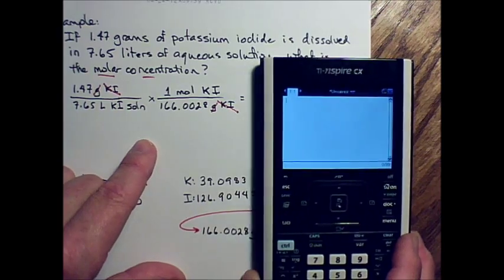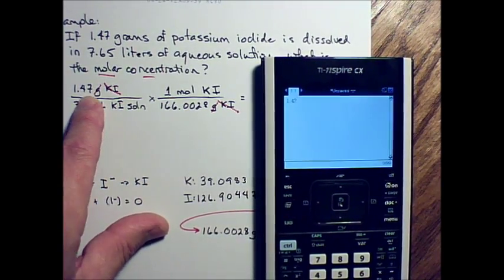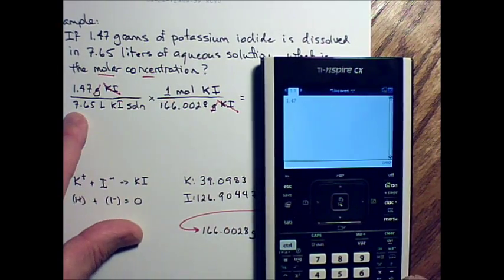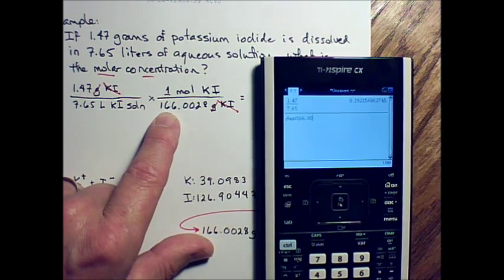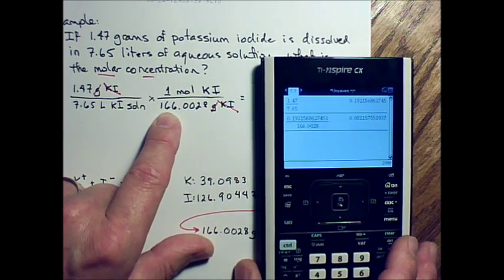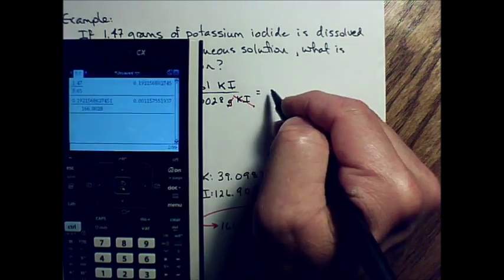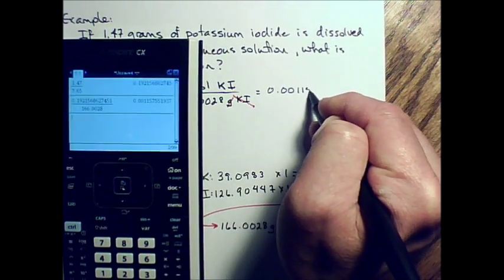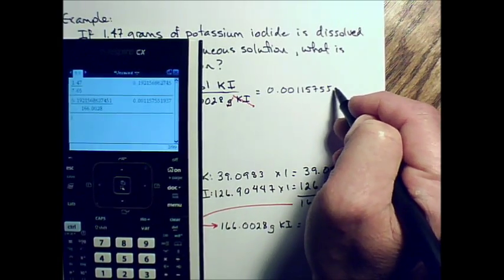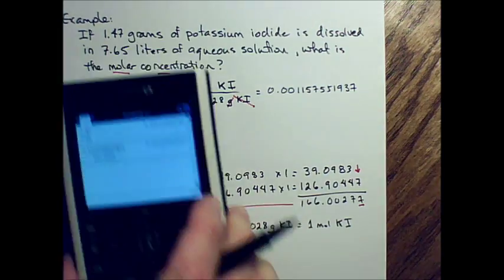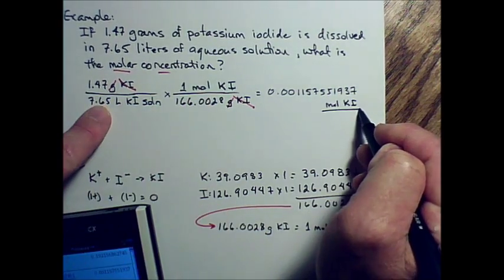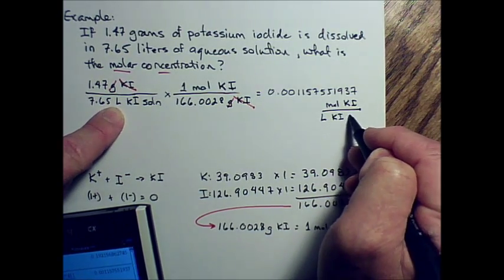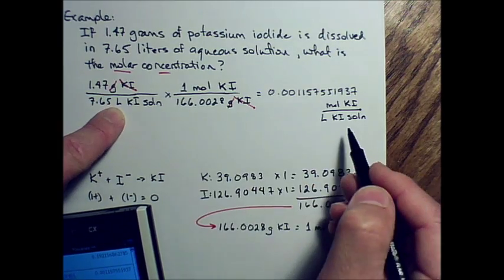And the way I've taught you to do this kind of math quickly is to put in the 1.47, and since I'm multiplying by 1, I really don't have to multiply, so I'm ready to divide what's on the bottom. Divided by 7.65, and go ahead and hit enter, and then divide by the other thing that's on the bottom, divided by 166.0028, enter, and this is the answer that I get. And I hope you got that when you did the math. 0.00115519337, and we have units of moles KI, and units of liters KI solution. That's what's left in the problem. We didn't cancel those out. We got to keep them here.